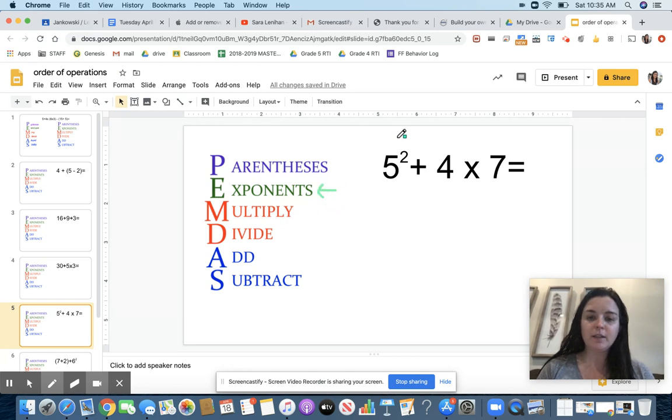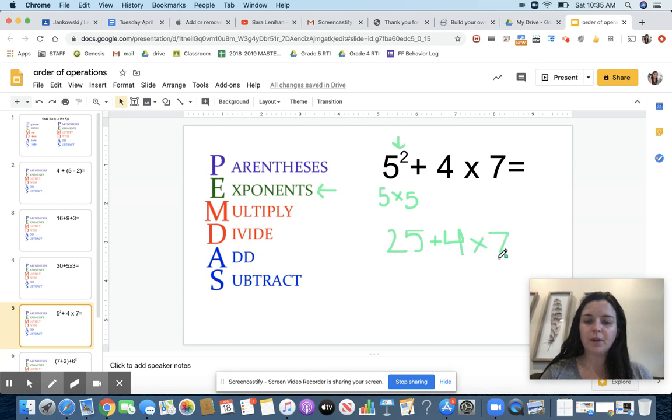So I see exponents, 5 to the second power. Well, what does that mean, 5 to the second power? 5 to the second power means 5 times 5. So you could even write it down just to help you remember what it is. And that is 25. Now I found my exponent. Now let me bring down the rest of my problem. Plus 4 times 7.